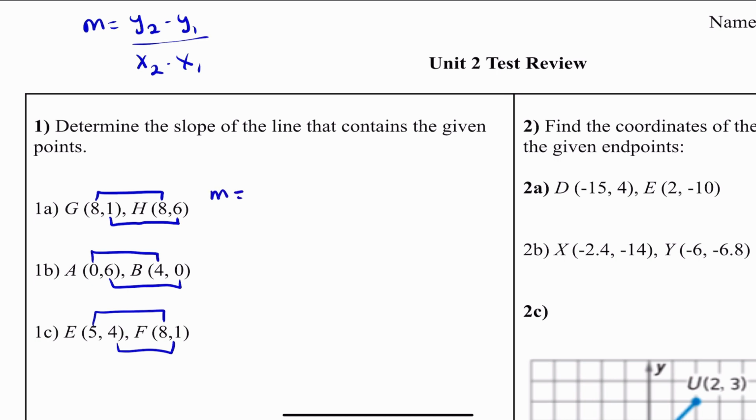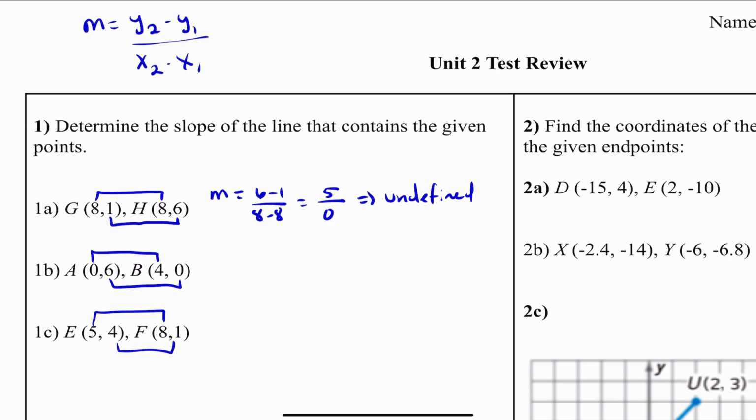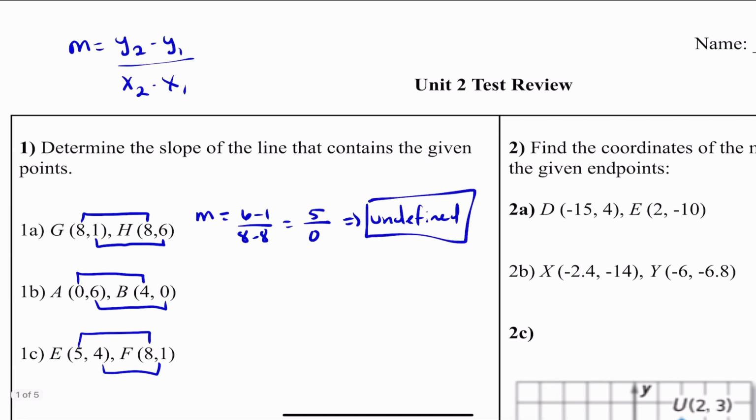So I have m equals 6 minus 1 over 8 minus 8. That's 5. And then 8 minus 8 is 0. So really, if you have a 0 in the denominator, that means it's undefined. And you are required to state it's undefined. You cannot leave your answer as 5 over 0. So make sure you write undefined. Very, very important. That's the slope of that line.